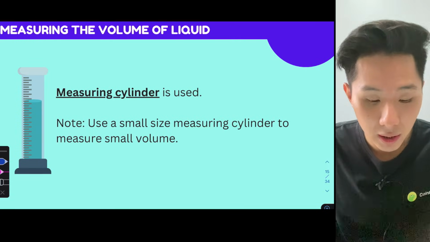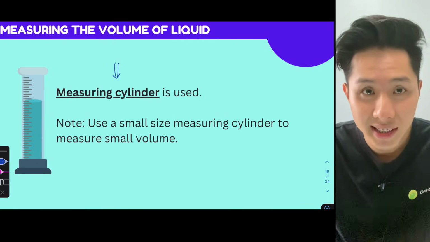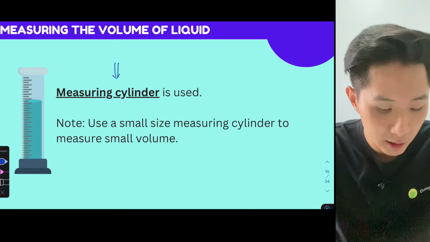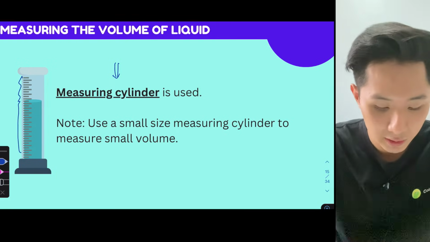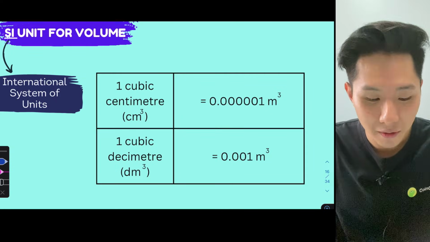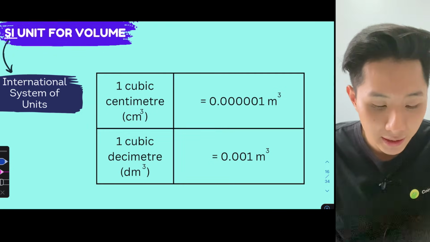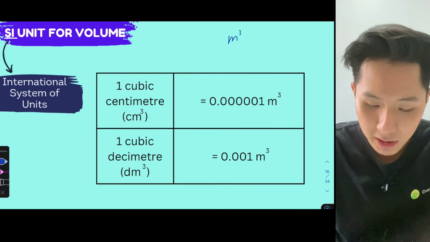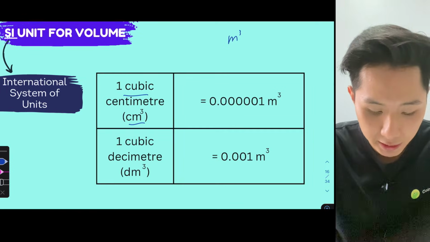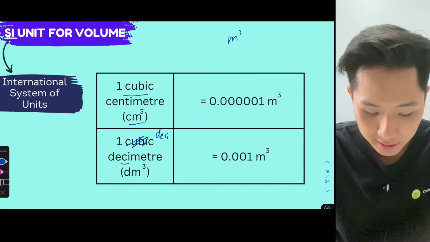And here we have a new piece of equipment that you need to know, called a measuring cylinder. It is used in the water displacement method. Basically, it is a cylinder that has measurements beside it. All right, and the SI unit again. For different quantities, we have different SI units, and the SI unit for volume is meter cubed. But of course, you can always add prefixes to make it cm cubed or dm cubed. So here should be deci.